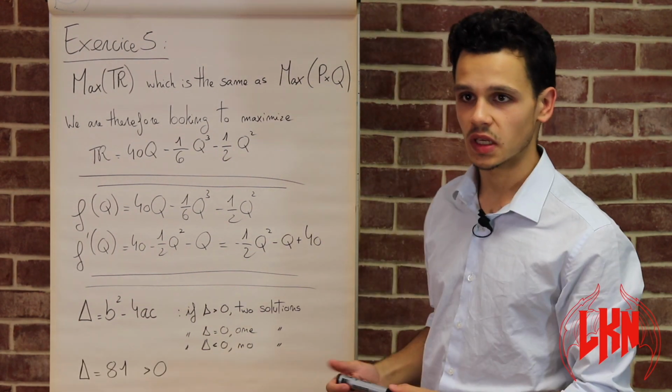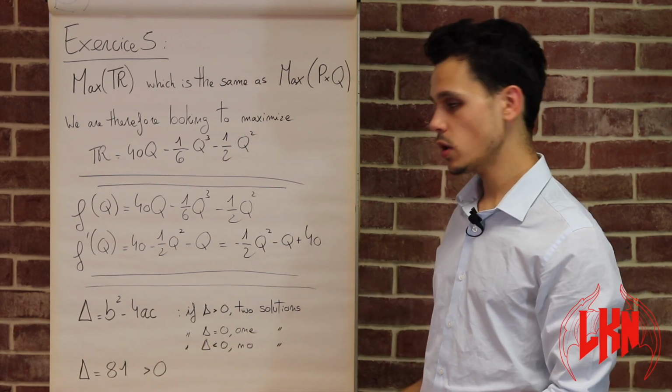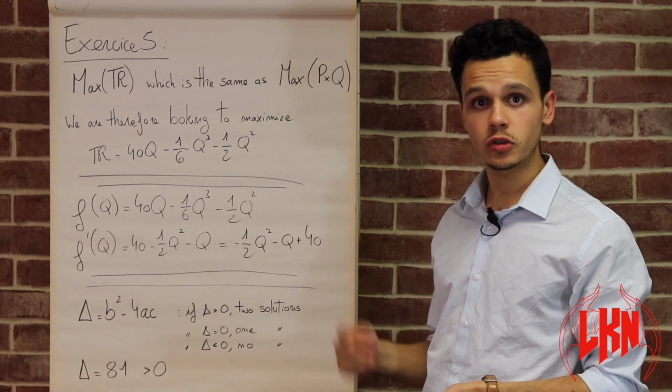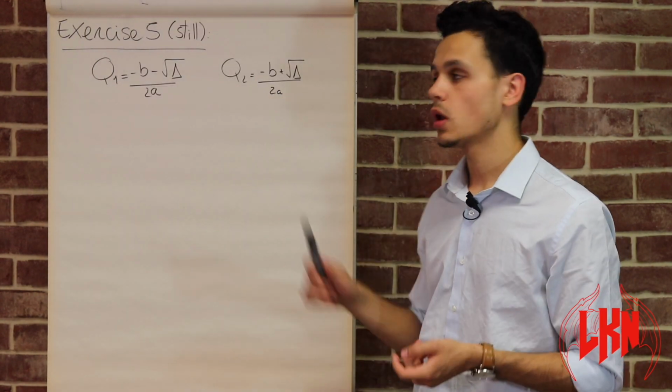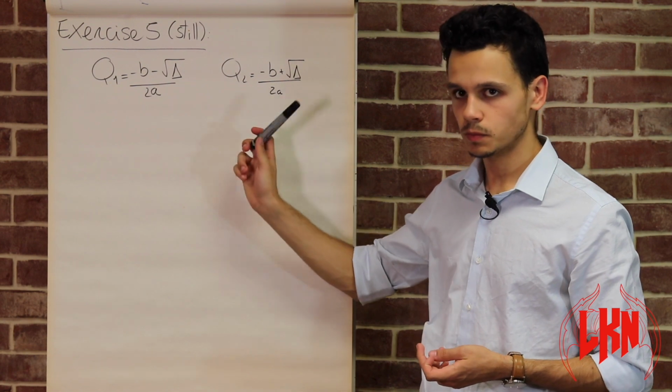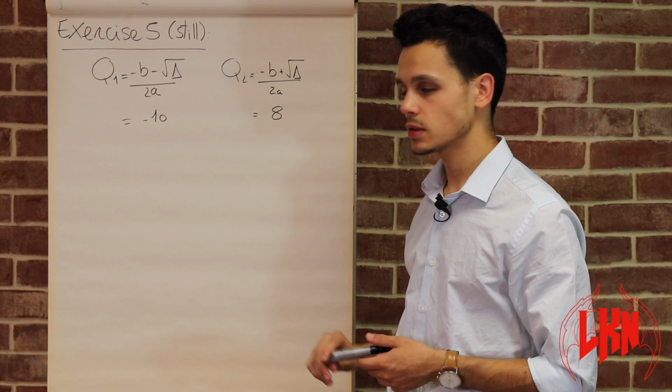Once we have computed the expression of the determinant, we find that it's equal to 81, which means that we'll have two solutions. The expression of the two solutions are going to be those two. So once we have computed them, we find -10 and 8.